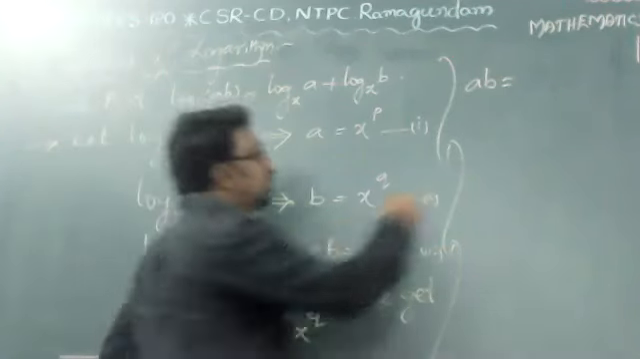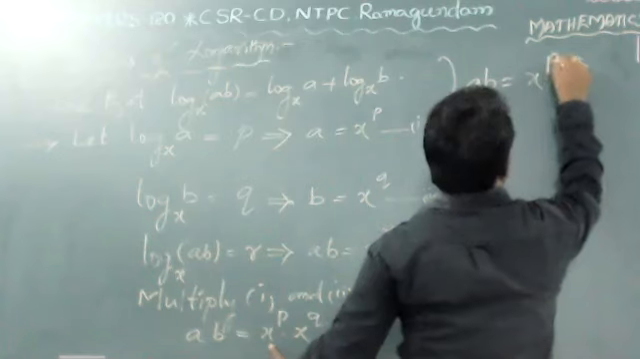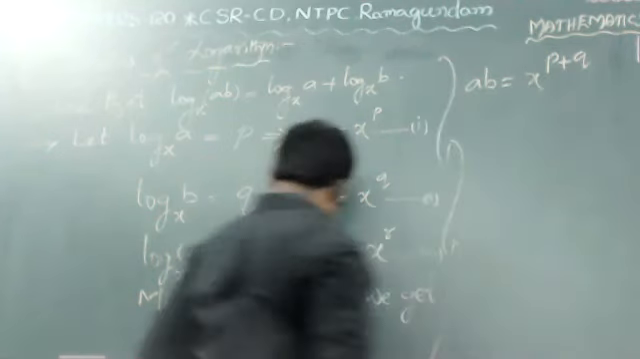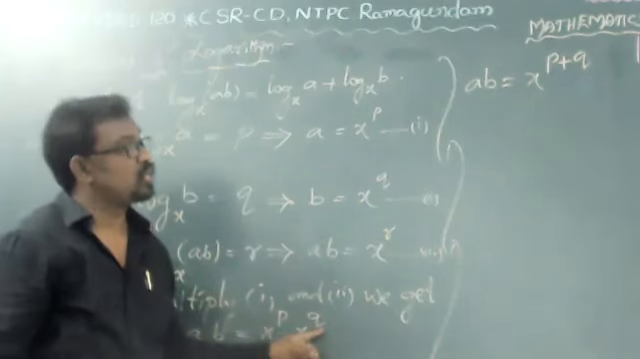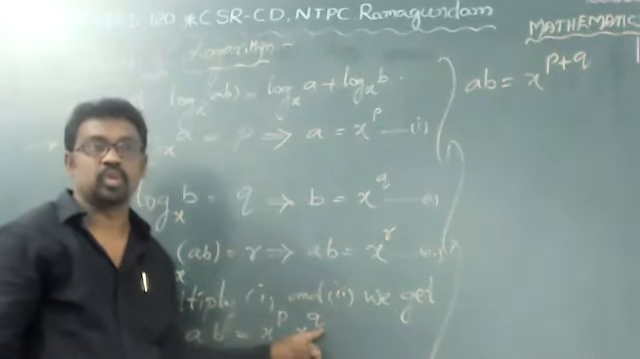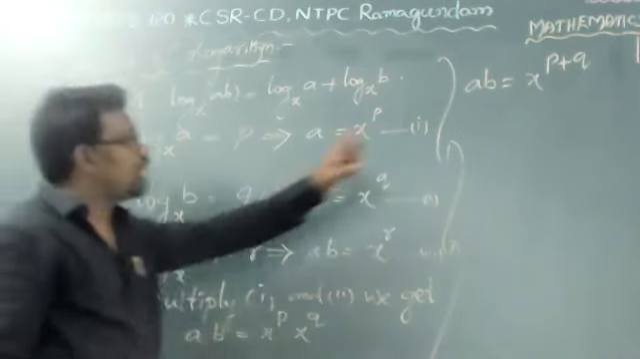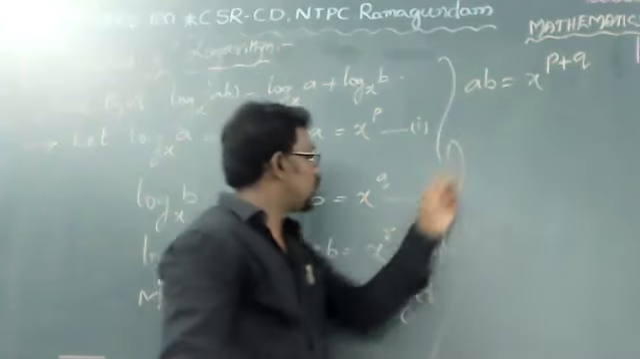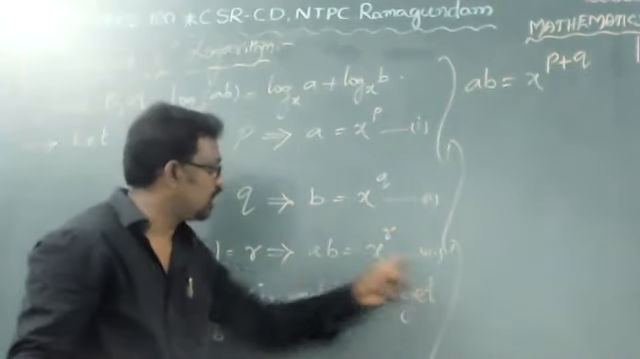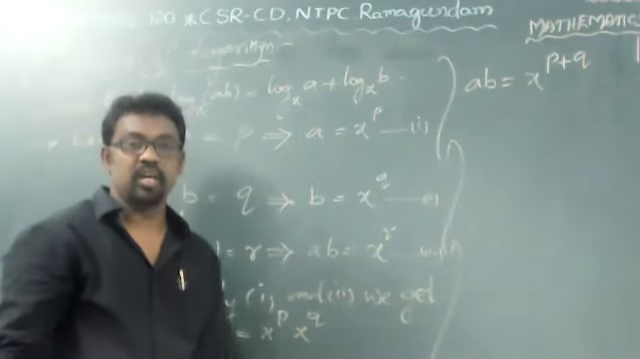So what will you get? x power p plus q. Both the bases are equal, so you have to add the powers: x power p plus q. But since ab is equal to what we have in the third equation, ab is equal to x power r.